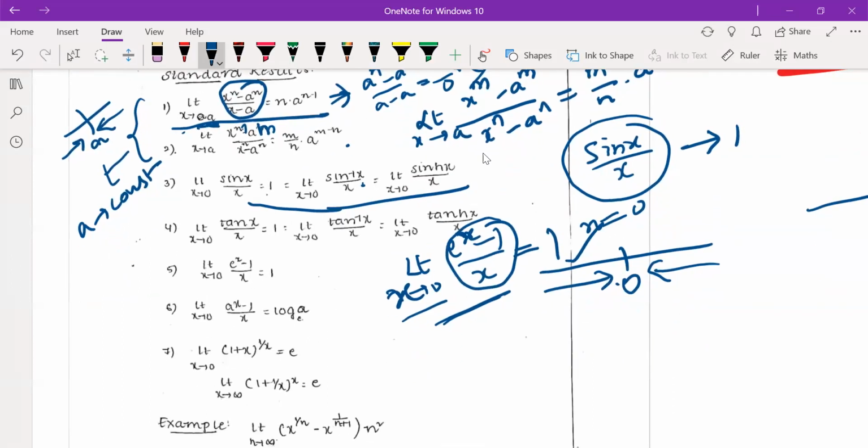In the sixth case, limit x tends to 0 of (a power x minus 1) by x. Here x is a variable, but a is a fixed constant. a doesn't change, only x changes. So the answer is log a base e. In the limits case, the answer should be in the form of a constant, not variables, because we are already assigning the values for the variables.